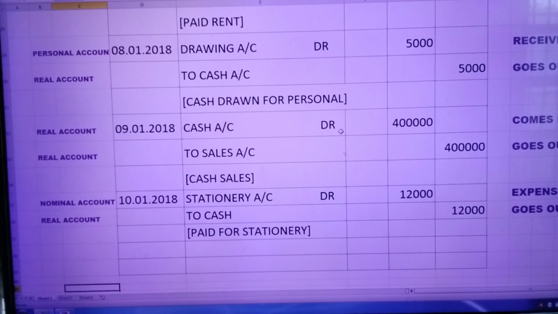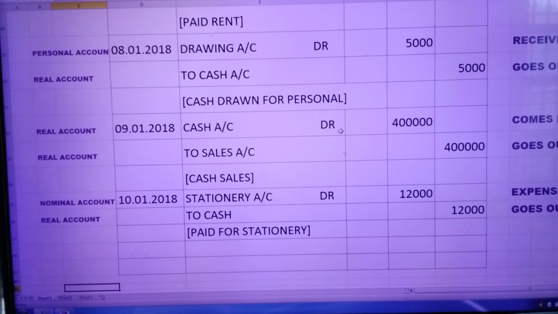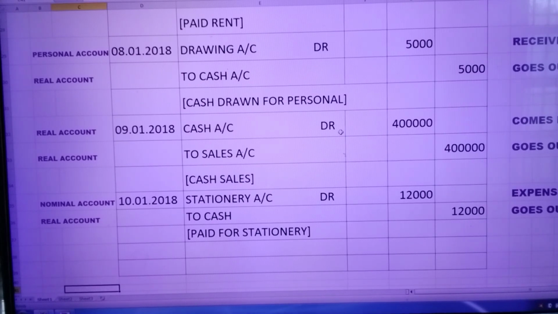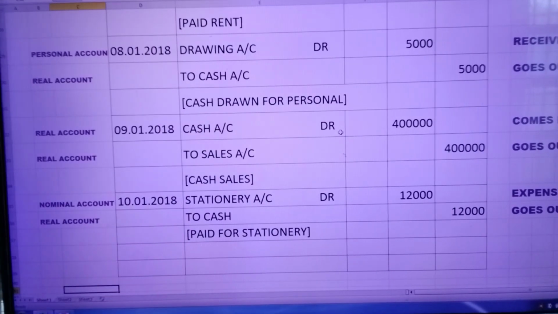What did sir tell you? Every transaction contains 2 accounts only. Am I correct or not? Okay, fine. What are the 2 accounts here? One is the cash account, another one is the sales account. Which family does the cash account come in? Accounts related to things only, real account. What is the golden rule of real account? Comes in. Because this money comes in for which person? Only for Ramesh and Co.